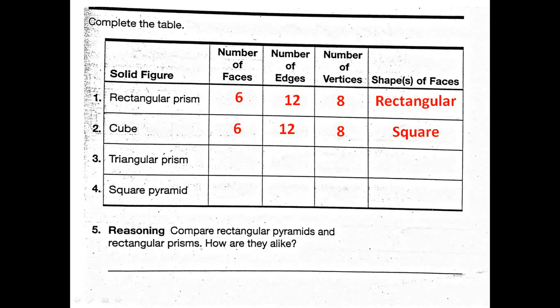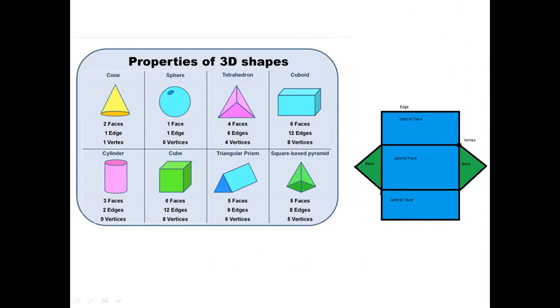So what will we write? We will write 6 faces and 12 edges, just like the rectangular prism, and the number of vertices as well, 8. But what's different? That the shape is square. The shape of the face is square. Let's go for number 3, triangular prism. Triangular prism is this one here.